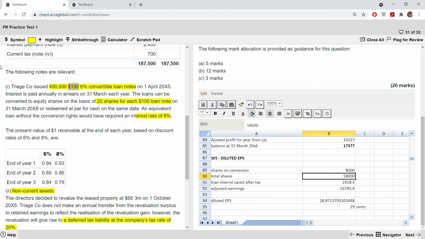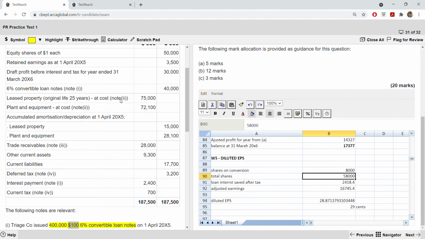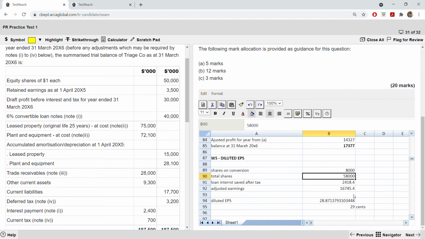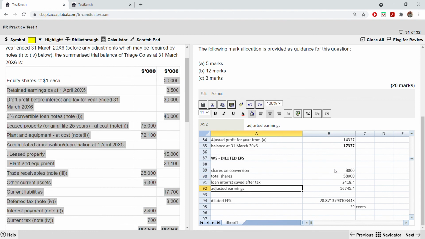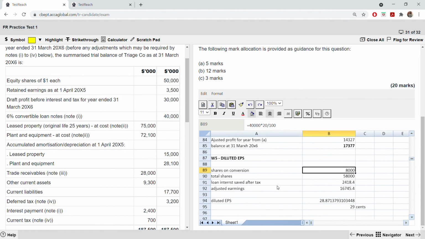Okay, so here just look at your shares before this conversion. It was 50 million, right? Now how much was the shares on conversion? 8. So you add this 50 and 8 and it becomes 58 million. You see, total shares, the word says total shares, equity share before and after conversion, another 8 million will be added.